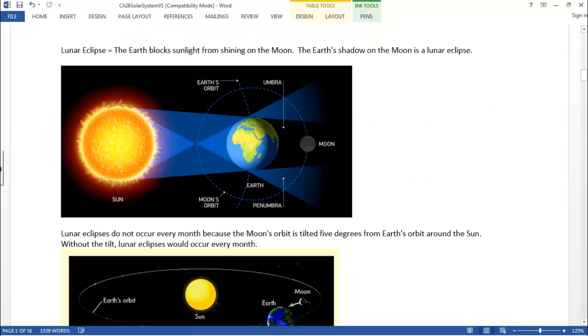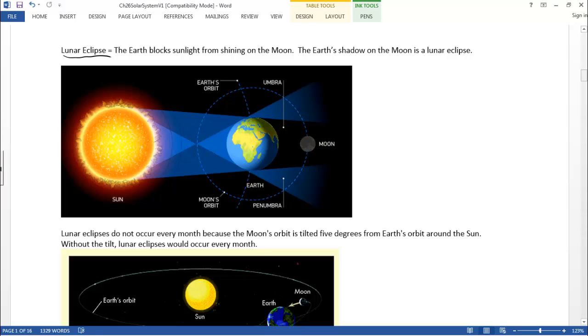Okay, what makes up a lunar eclipse? Well, the lunar eclipse is caused by the Earth blocking the sunlight from the moon. So when the moon travels behind the Earth, it passes through the Earth's shadow, and then the sunlight won't shine on it, even though it's supposed to be a full moon.